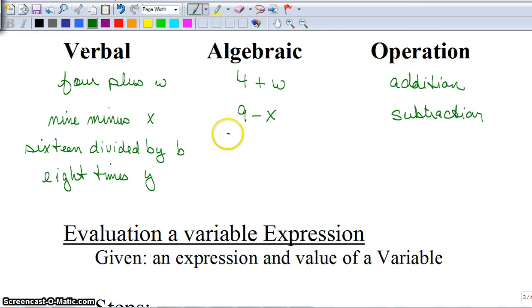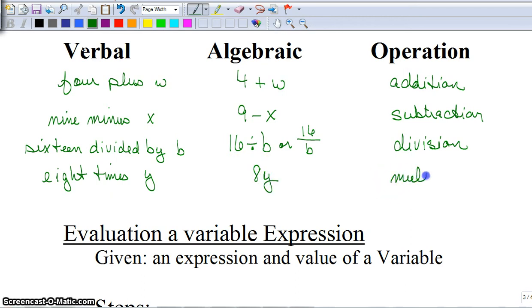16 divided by b. There's 2 ways I could write this one. I could write 16 divided by b, or I could write it as 16 division bar b. That operation is division. 8 times y. Now when we write multiplication, especially if it's a number beside a variable, we're just going to write it as 8y, and that is multiplication.